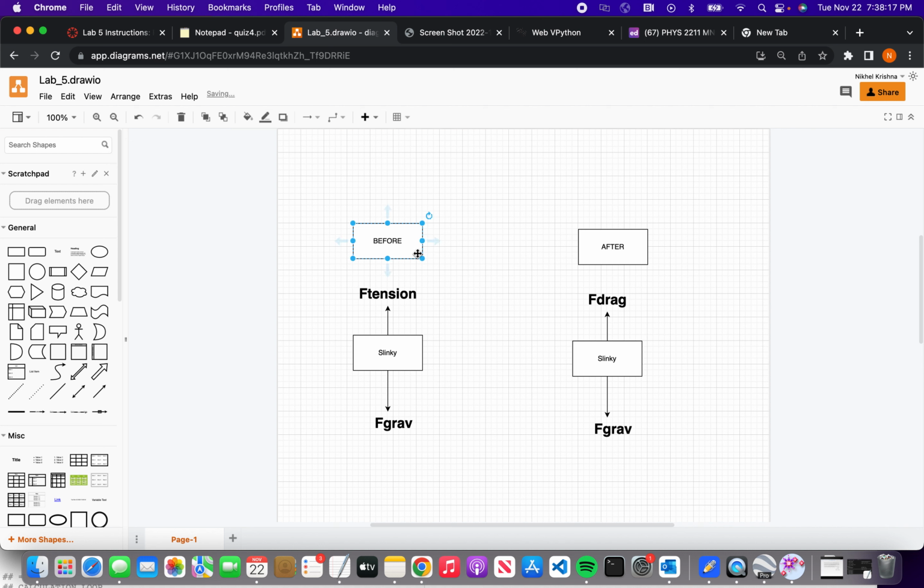So before the slinky collapses on itself, the only forces at play are the force of gravity and the tension force of the slinky. This is what causes the bottom to stay stationary. However, after the slinky collapses and the tension force goes away, the force of gravity heavily outweighs the drag force of the air resistance, and the slinky goes down as a whole.